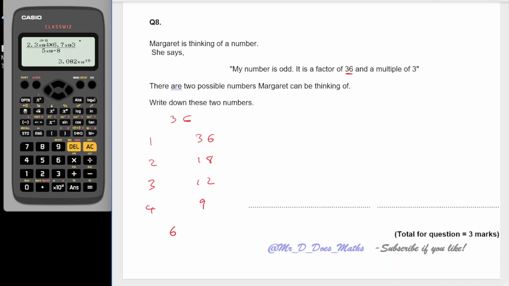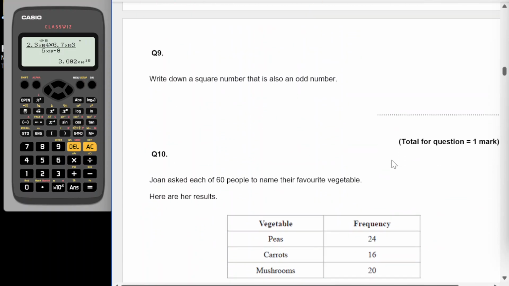Now, my number is odd. So if I get rid of all the even numbers, and a multiple of 3. So 1's not a multiple of 3, so it's got to be 3 and 9.